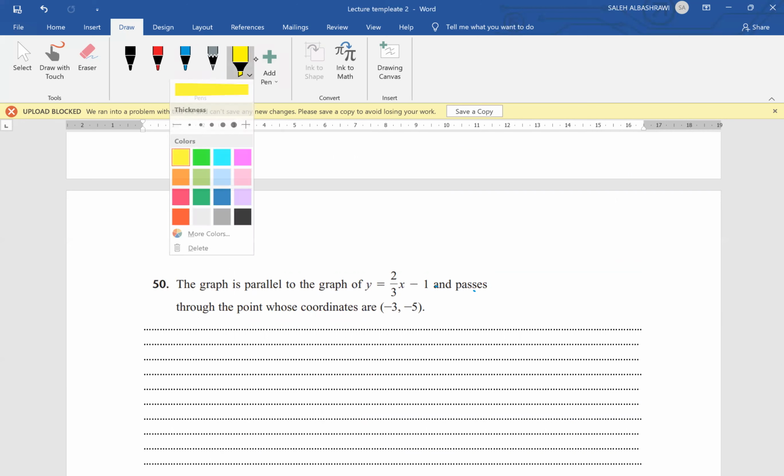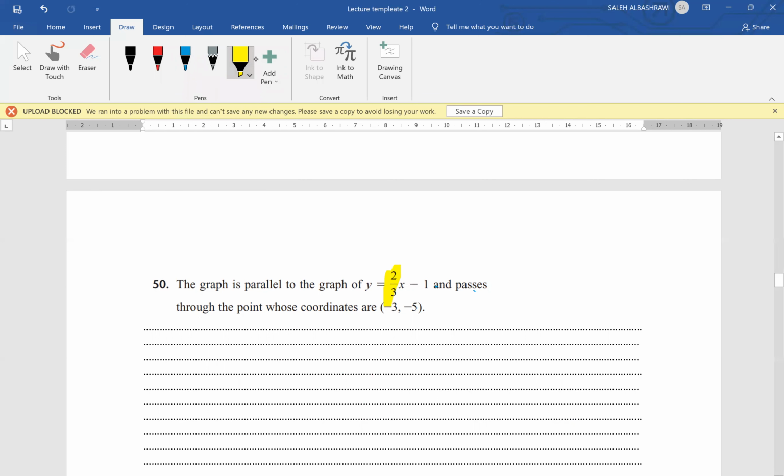Again, the coefficient of x is the slope, and since they are parallel, m1 equals m2. You can see this is the equation y equals mx plus b. So the coefficient of x is the slope. So m1 equals m2 equals 2/3. And the point given is (-3, -5).